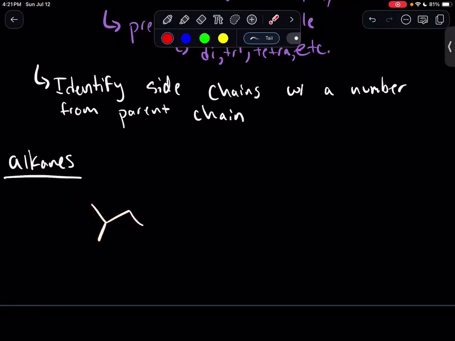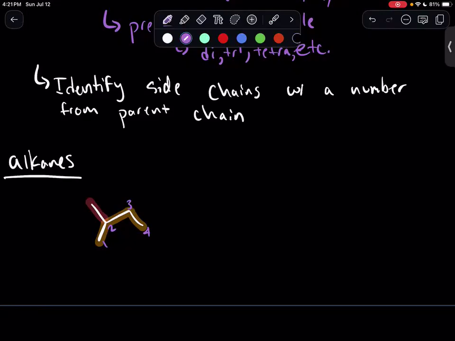We want to find the longest. This one and this one are both the same length, so it doesn't really matter what we pick. I'm going to pick, going on the bottom, 1, 2, 3, 4. That is going to be my parent chain. I'll highlight it in yellow. With that as my parent chain, I see that I have one branch right here. It is just one carbon coming off the second carbon. This we can now name.